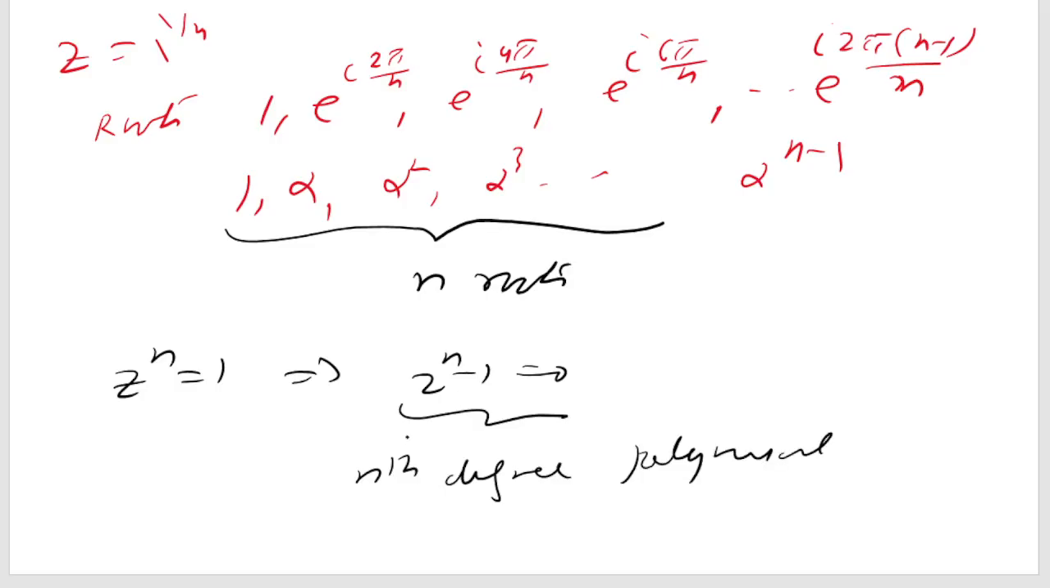Since it is an n degree polynomial, we are expecting n roots, and that's why we have 1, alpha, alpha square, alpha cube. These are the n roots. Okay, so now we have discussed the roots, so let's discuss the properties.